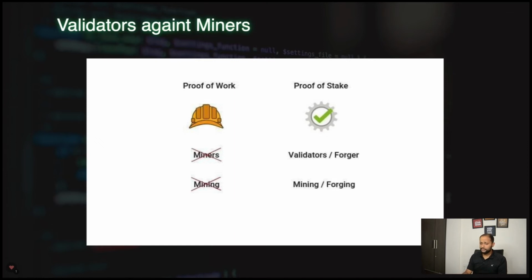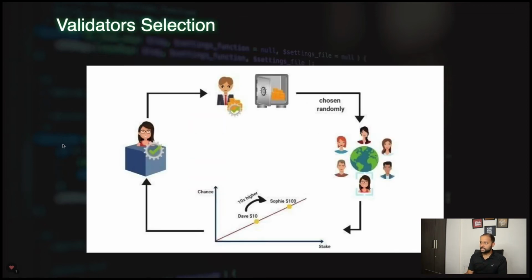So this is the main difference between proof of work and proof of stake. Now, how are validators selected? Before the selection of validators, any node that has to act as a validator and join any network like Bitcoin or Ethereum will have to deposit certain tokens, right? So if I want to act as a validator in any network, I can join that network, but I will have to deposit certain tokens.